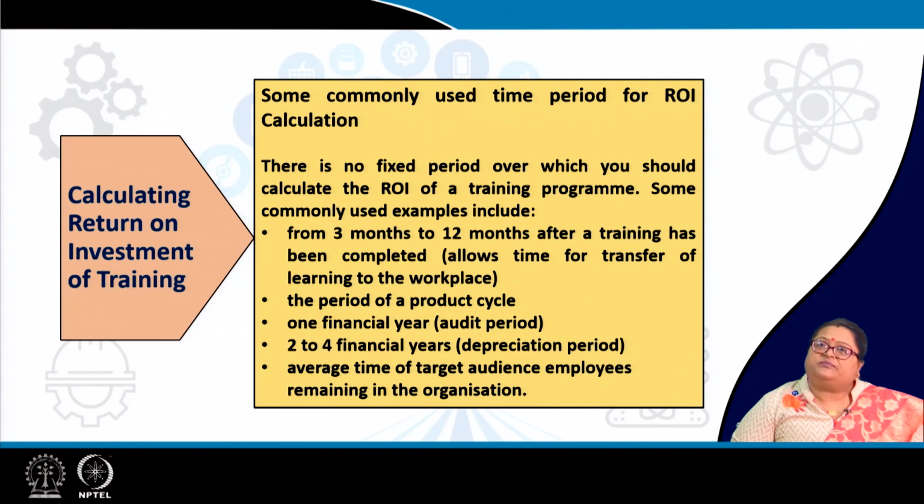The period of a product cycle, 1 financial year, which is the audit period, 2 to 4 financial years, which is the depreciation period, or the average time of target audience employees remaining in the organization.